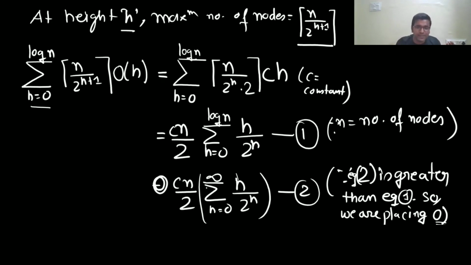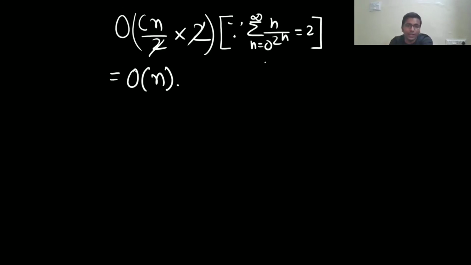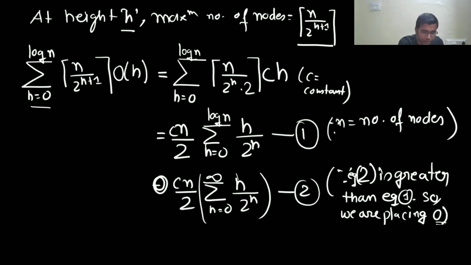Now this is a function, if you see in Cormen, the sum from h equal to 0 to infinity of h by 2^h is equal to 2. So in place of that I have placed 2, and now it is going to be n. Okay, so build heap time complexity is going to be big O of n. Anyone having any doubt, please let me know. Madhura is saying yes. So this way we have found the time complexity.